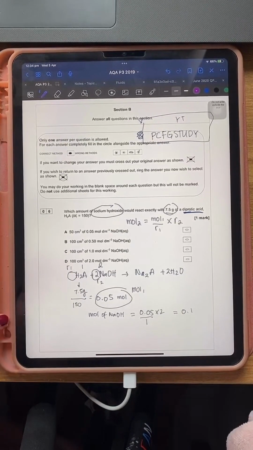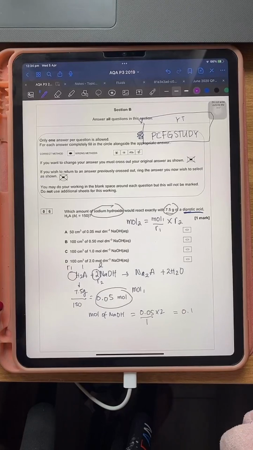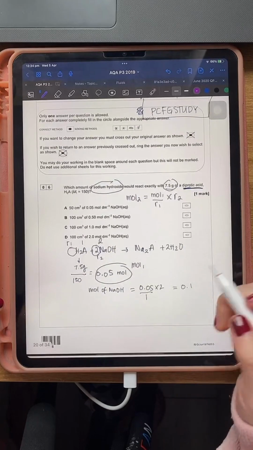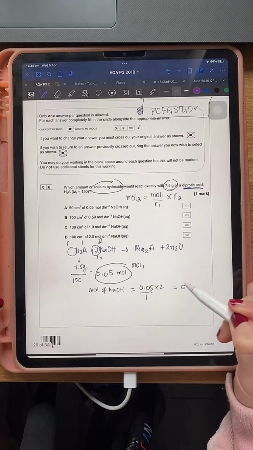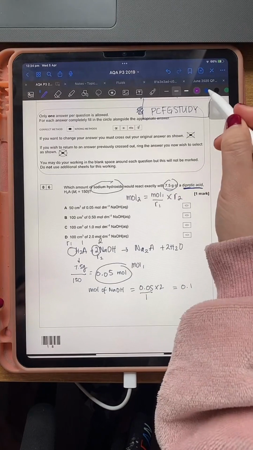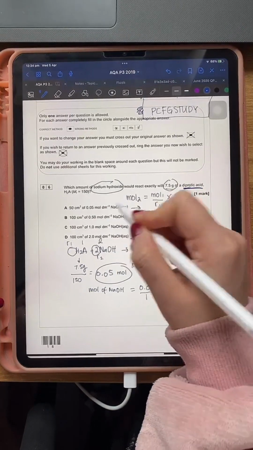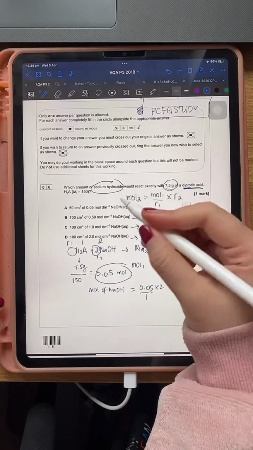Okay, let's continue this. So we have moles of NaOH. We know exactly what we want now. You can find which one is the correct one by calculating each of them. You have the concentration, you have the volume. Mole is C times V.